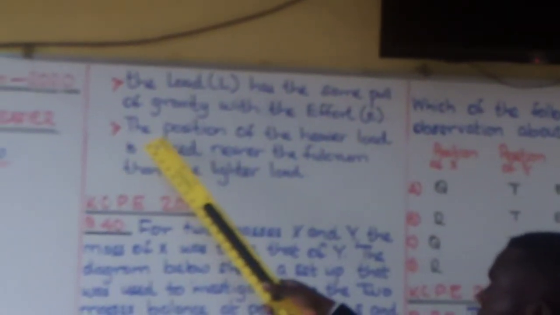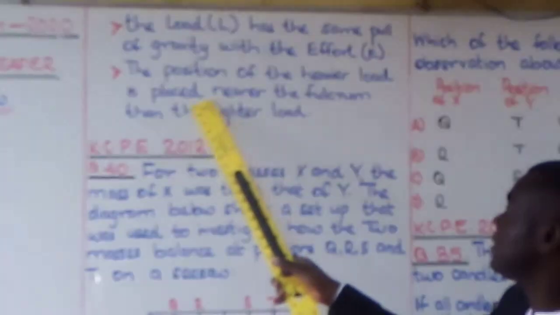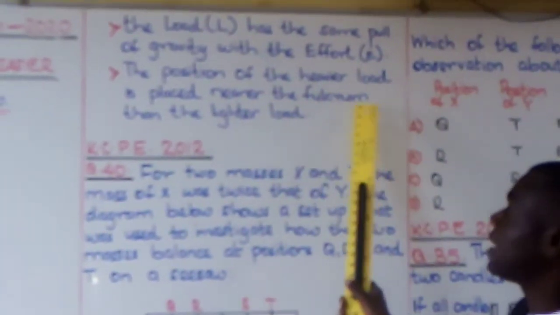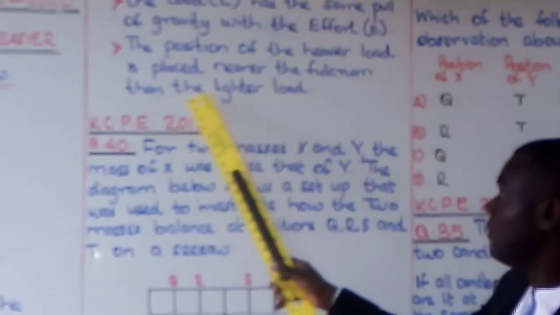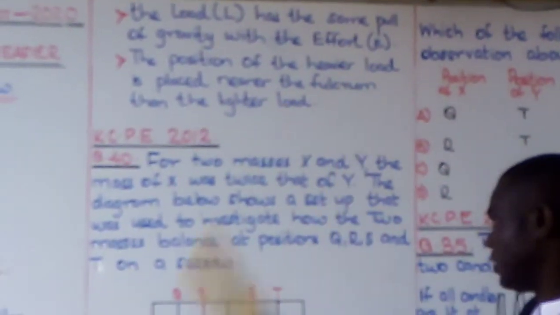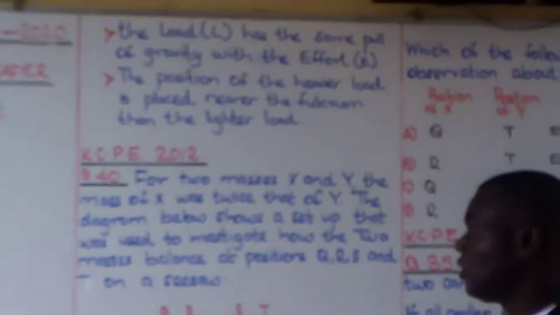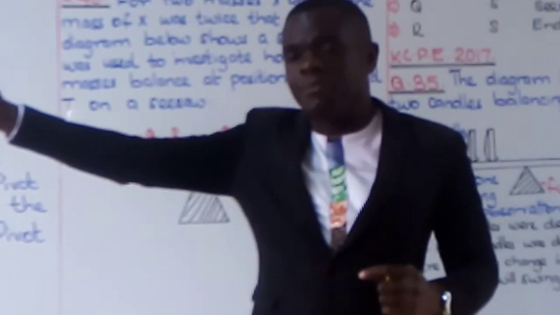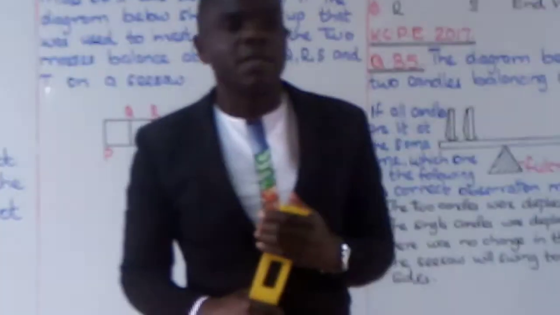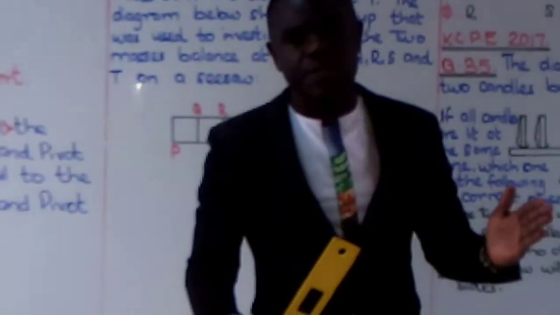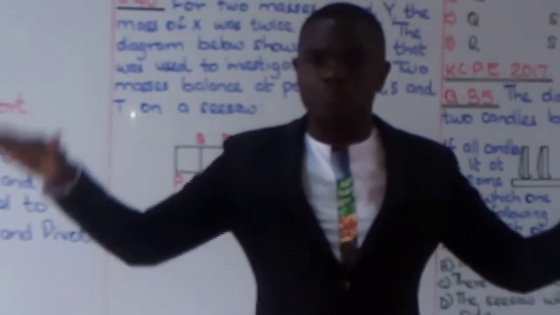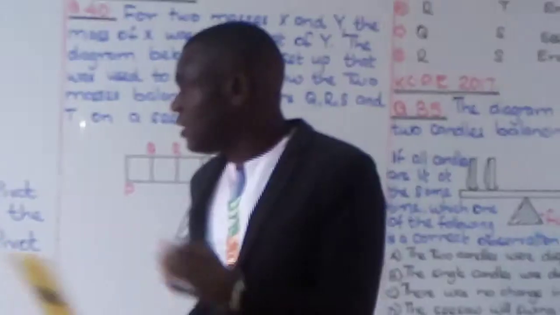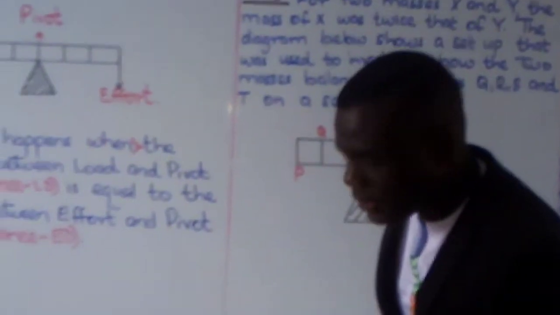Number 3, when the position of the heavier load is placed nearer the fulcrum than the lighter load. That means the lighter load moves far away from the fulcrum and the heavier load moves closer to the fulcrum for them to balance. Now let's study this diagram once again.